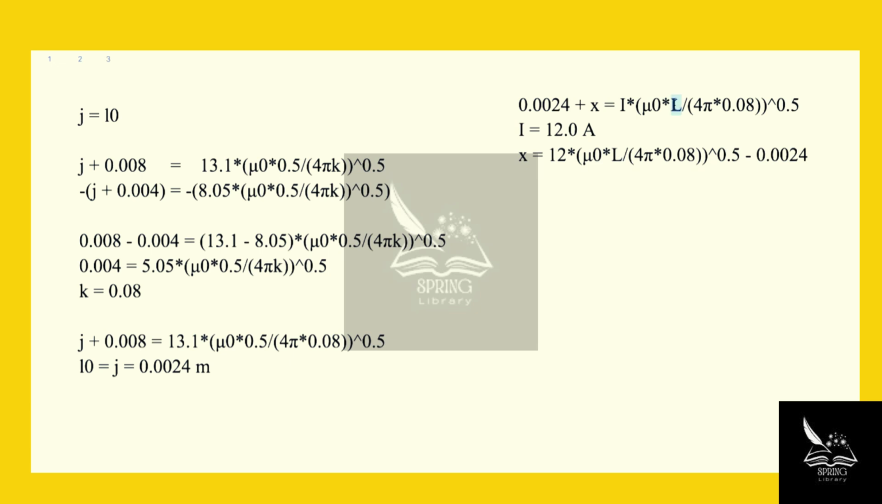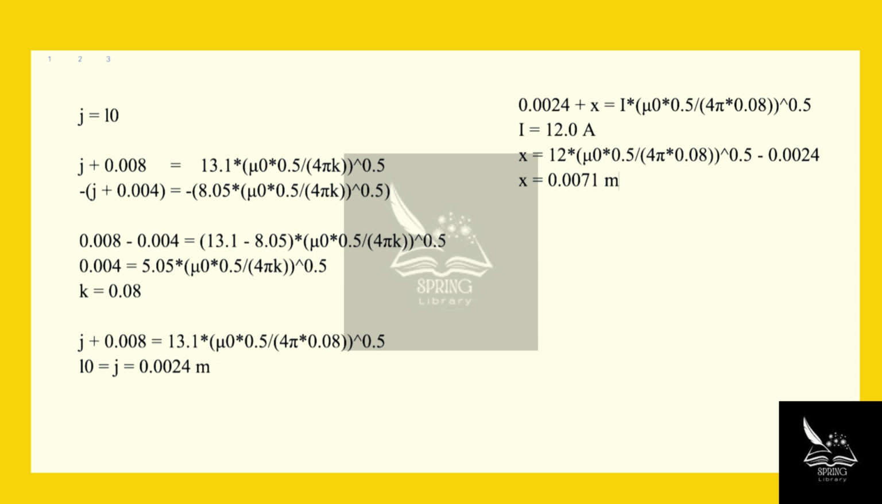Again, I'm not going to actually plug this in, but you can just plug this directly into a calculator. Oh, we also know our L here. L is 0.5. So we have everything here that we need to solve for X, and we should get X equals 0.0071 meters or 0.71 centimeters. So that's our answer for part B.